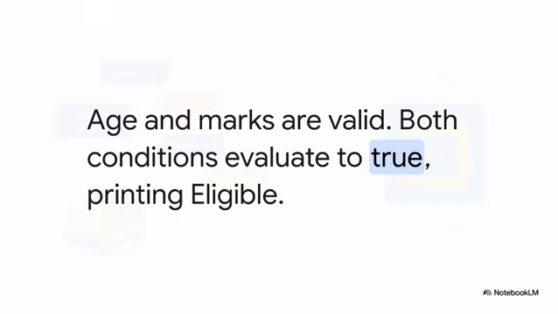It prints scholarship eligible. Now if their age was fine but their marks were, say, 70, the inner else would execute, printing marks are low. And if their age was under 18 to begin with, it skips the whole inner block, jumps straight to the outer else, and prints not eligible.